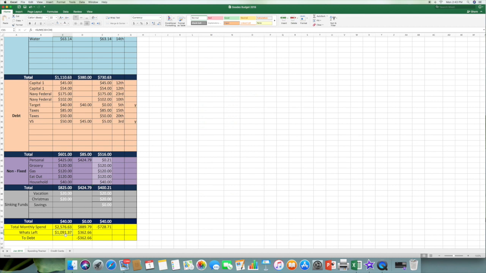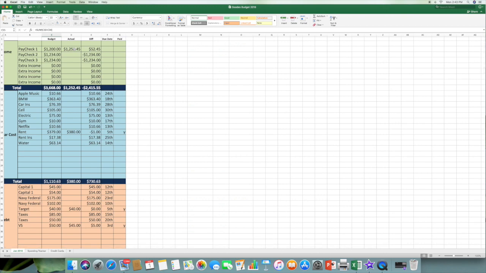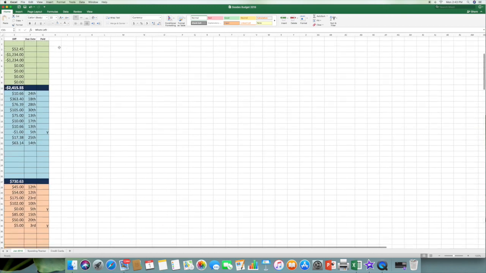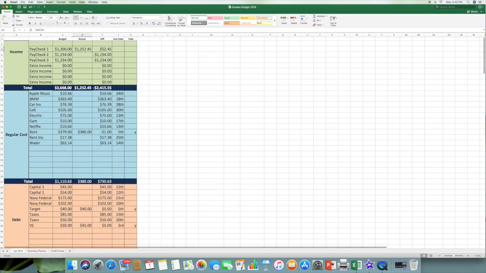So the next column would be the actual column. This is what you input as things actually happen. So for example, I have put in a number here to say this is what actually was deposited into my account for my December 29th paycheck. I input that information here when I actually get the deposit, and it's letting me know that I have a positive amount of $52.45.